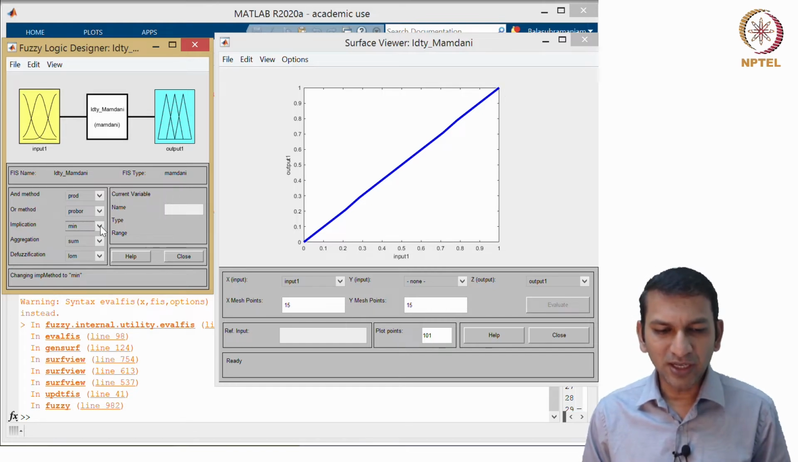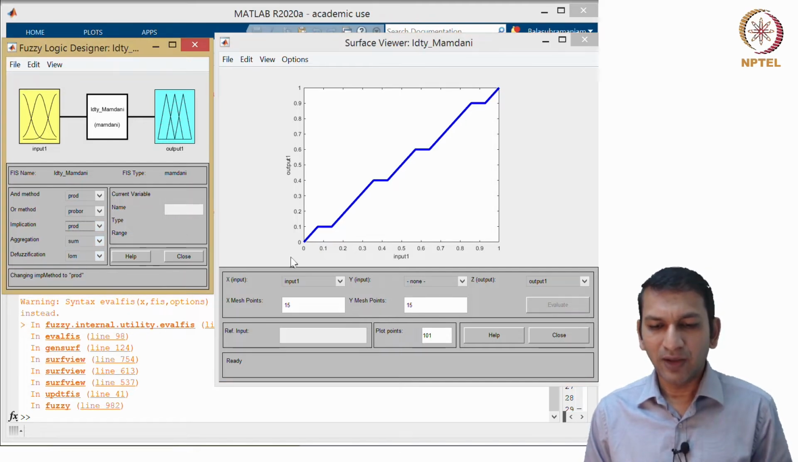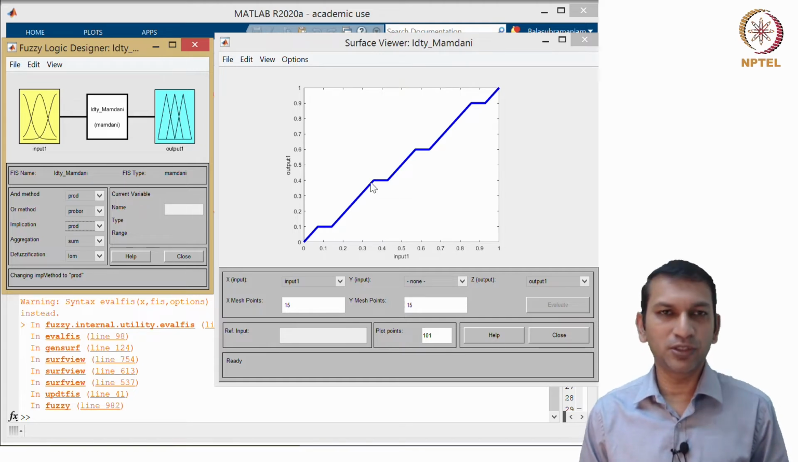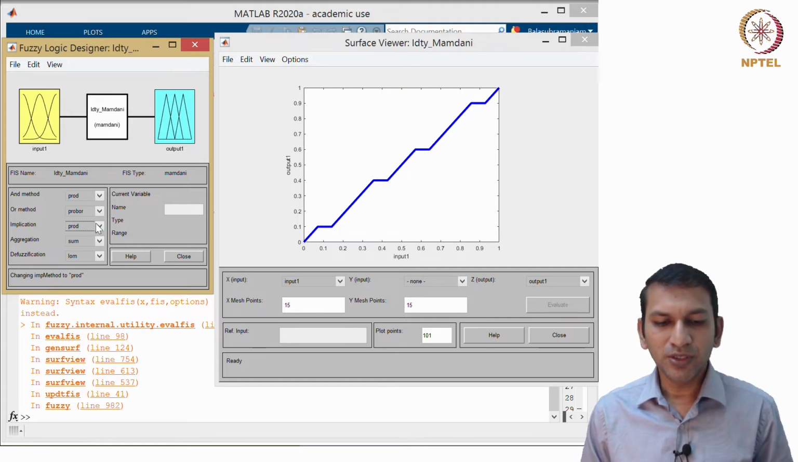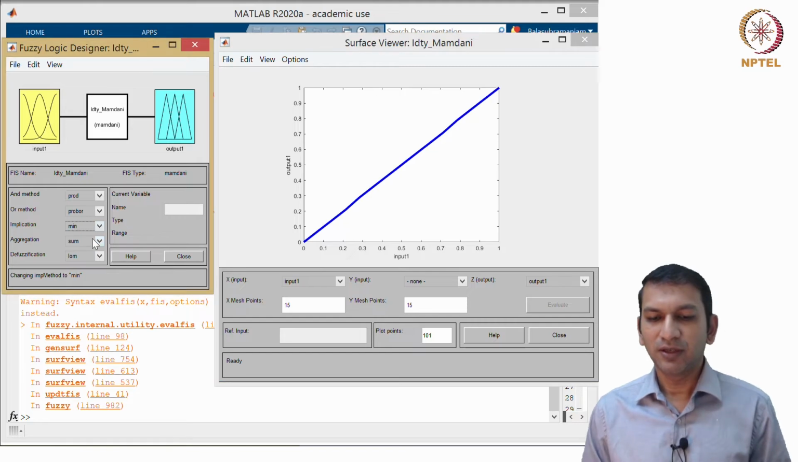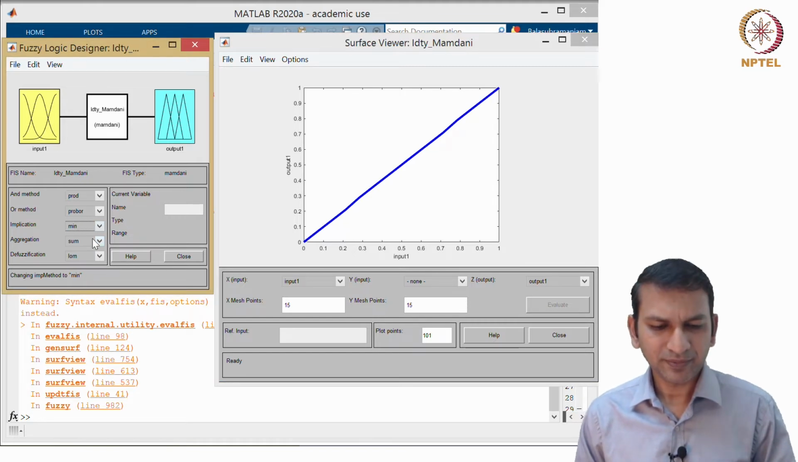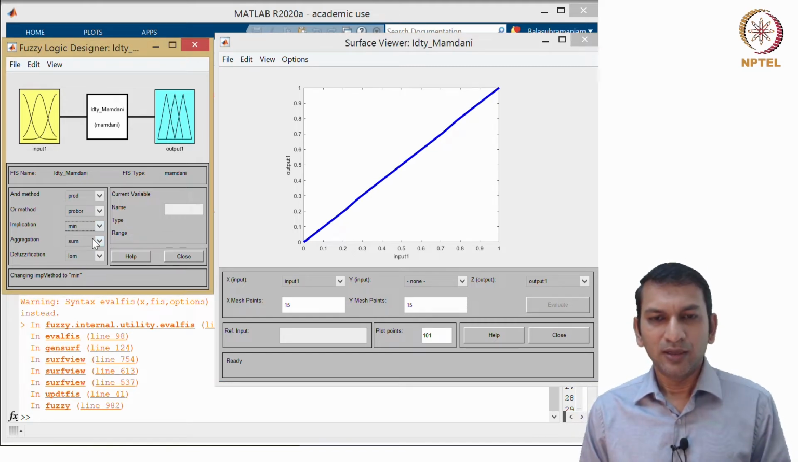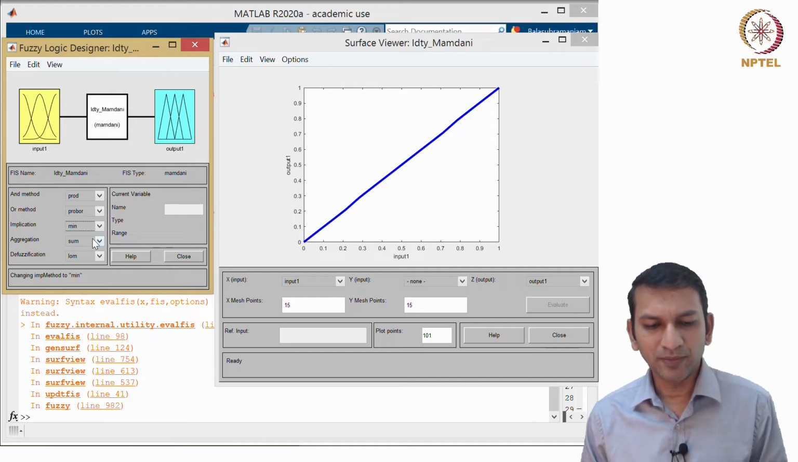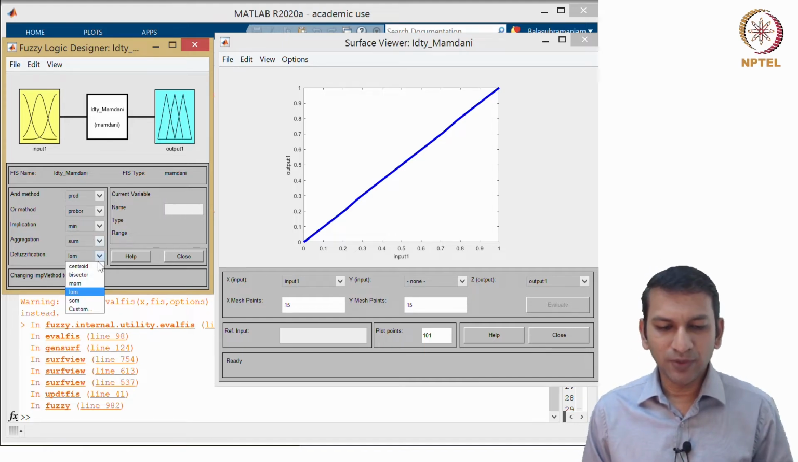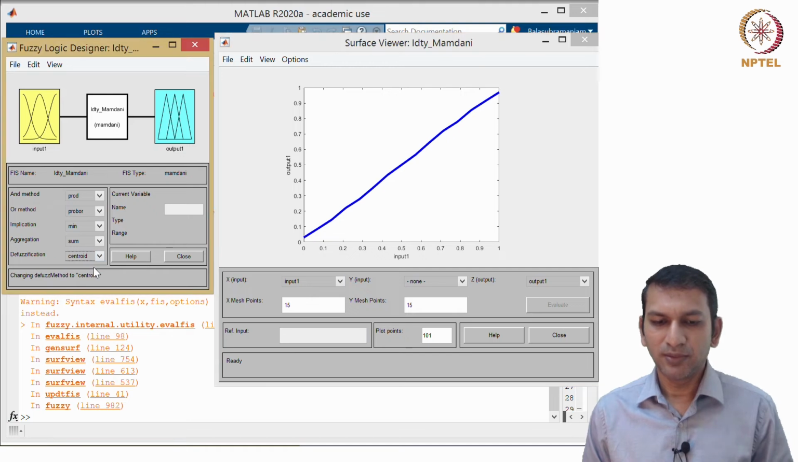So just by changing one particular function, we are able to move from having only a monotonic, continuous, and perhaps not so good approximation to almost a perfect approximation of the function that we have in mind. Having said that, all of these are still keeping the monotonicity property. Let us change this from LOM to, say, bisector.